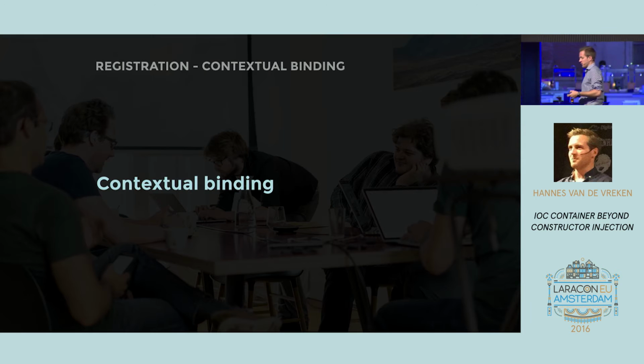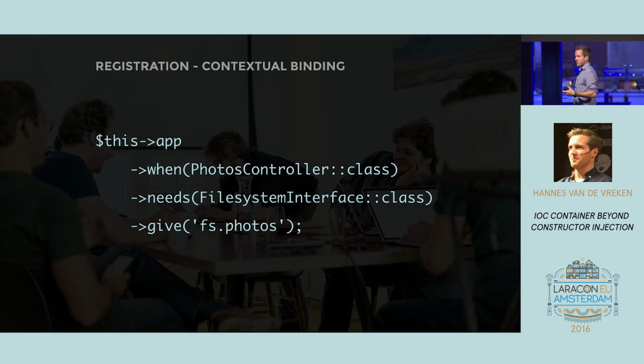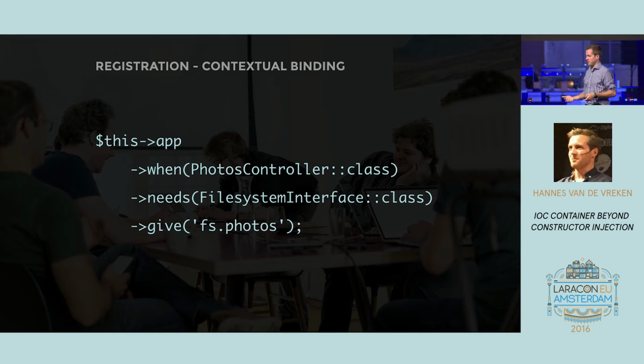By doing this, you can also use contextual binding. Anyone knows what contextual binding is? Let me show you. Let me see some hands. OK. Some familiar faces. Contextual binding is actually telling the container that when some class needs some implementation, then give it this implementation. For example, when a photos controller needs a file system interface, give it the fs.photos implementation.